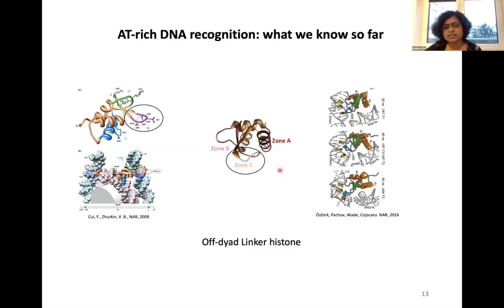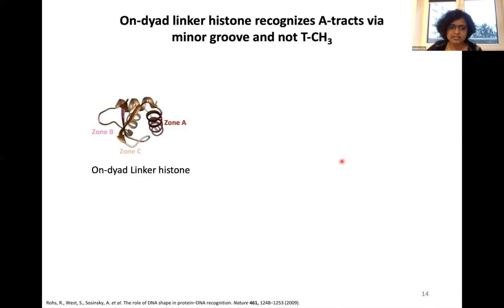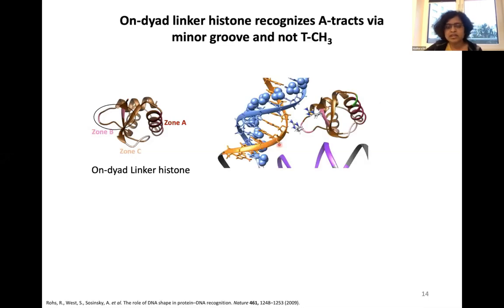So what he saw was that this zone C has some valine and alanine residues that interact with the thymine methyl groups that are exposed on the major groove side. What we see is that on an on-dyad linker histone, this zone B is involved in the A-tract recognition. So there are two arginines here that are situated very close to the A-tract minor groove.